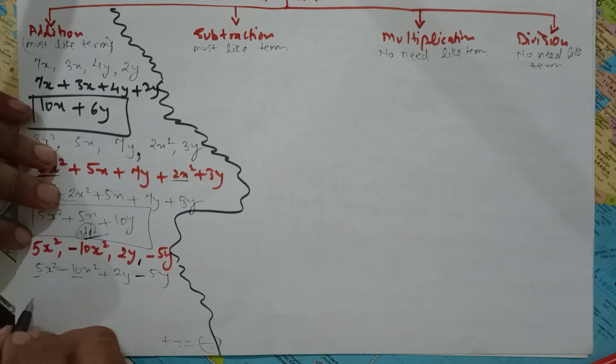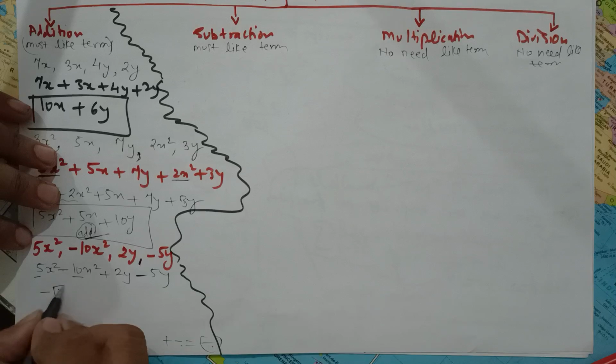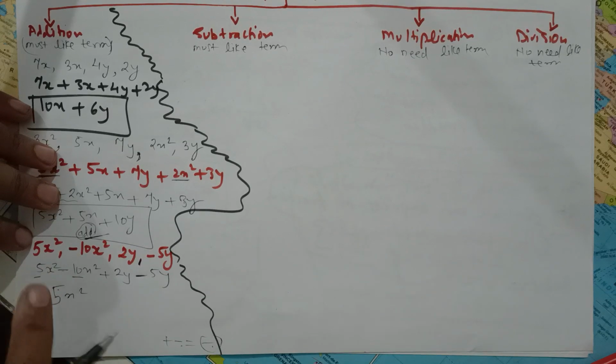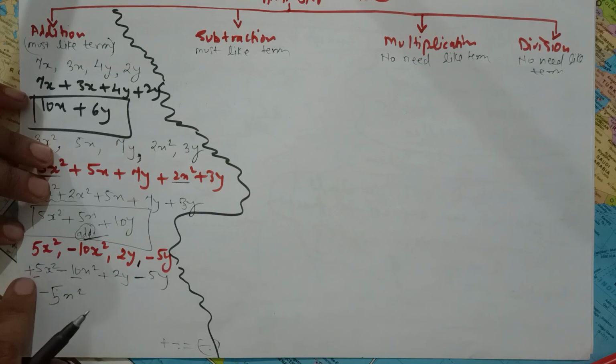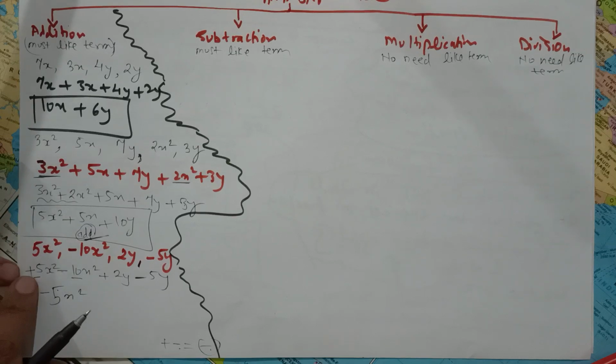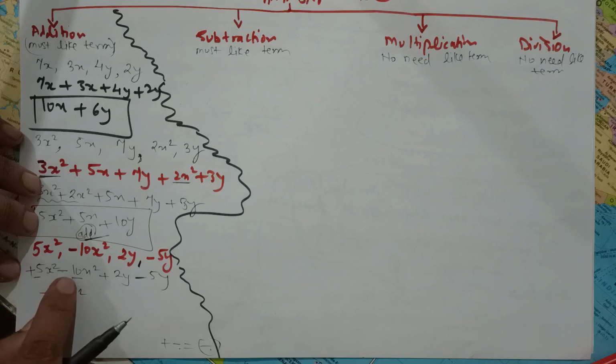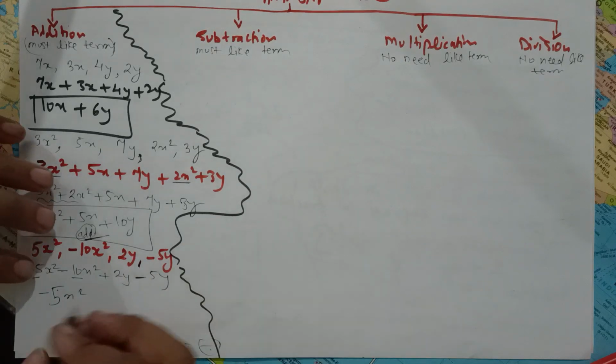Now this 5 minus 10, 5x square, plus minus minus. By default the 5 has a plus. The plus minus becomes minus and the sign will be of the greater number. So minus 10 is greater, 10 has minus. So the answer will be in your mind. I think you must be knowing it.